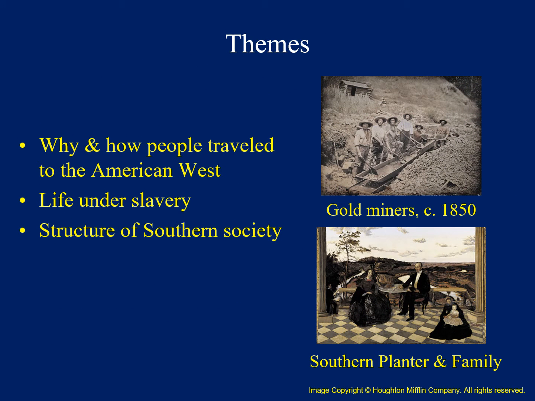A previous lecture identified how the United States acquired territory in the West. Today, we'll see how people traveled there and what life was like in those western regions. Next, we'll continue a discussion of slavery by looking at what life was like for slaves. And then we'll explore the structure of Southern society.